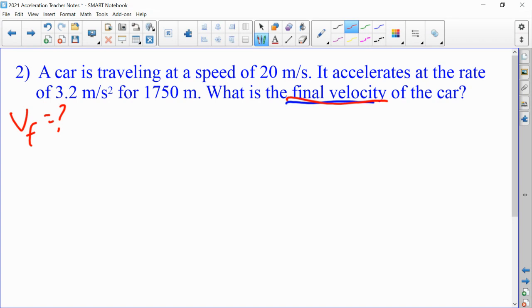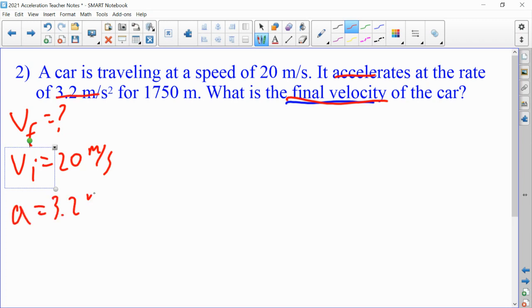Okay. It's traveling at a speed of 20 meters per second. Well, the only other velocity that we have is initial velocity. So that must be my initial velocity, and then it speeds up. So it's 20 meters per second. It accelerates at 3.2 meters per second squared. So that's our acceleration. You can also look at the units to figure out what these things are, even if it doesn't make sense in the wording, because we know the unit for acceleration is meters per second squared. So we know that has to be meters per second squared.